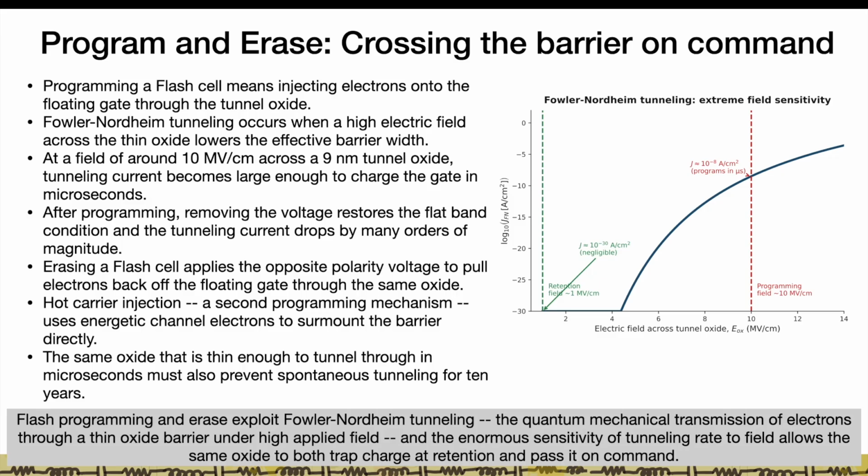Now, programming and erasing work, but every time electrons are driven through the oxide, it accumulates a small amount of permanent damage. And that damage is the physical origin of the two ways a flash cell eventually fails.